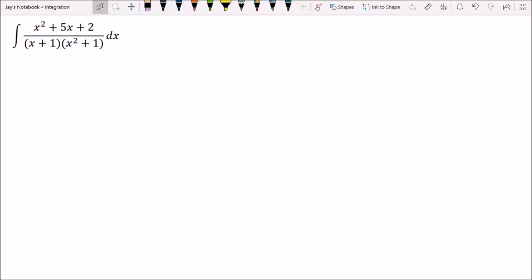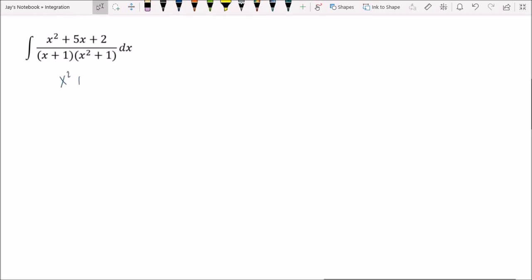Okay, so I have here a new example. Now we have the integration of (x squared plus 5x plus 2) dx over (x minus 1) times (x squared plus 1). So we can write this proper fraction into a partial fraction. So we have to decompose this fraction so that we can perform integration to this.